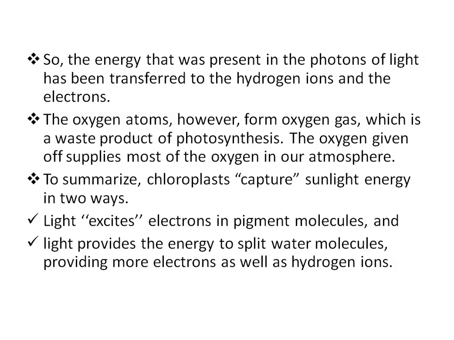To summarize, the chloroplast captures sunlight energy in two ways. Light excites electrons in the pigment molecule, and light provides the energy to split water molecules, providing more electrons as well as hydrogen ions. Now, the flow of electrons during the light reactions and how solar energy is converted into chemical energy will be discussed in the next lecture.